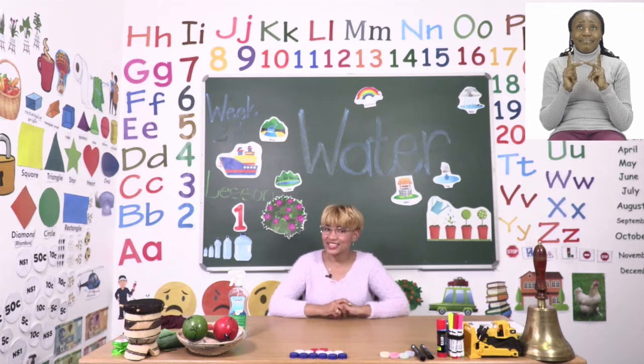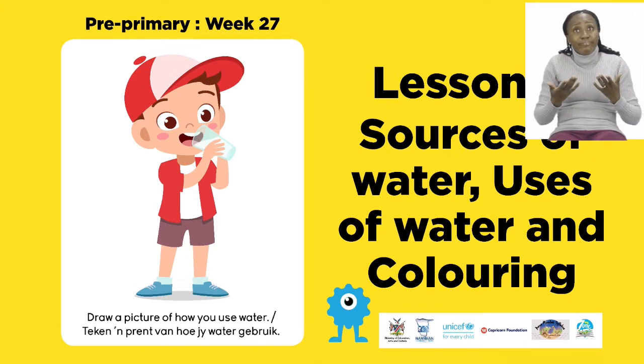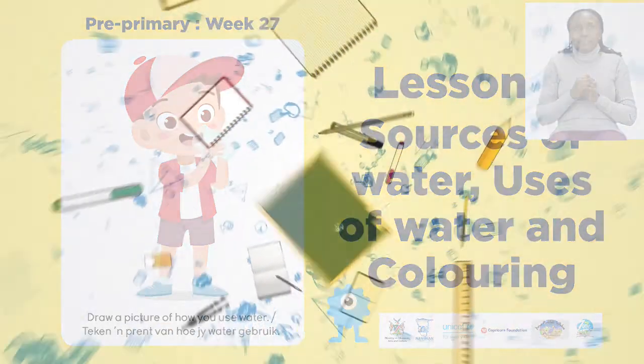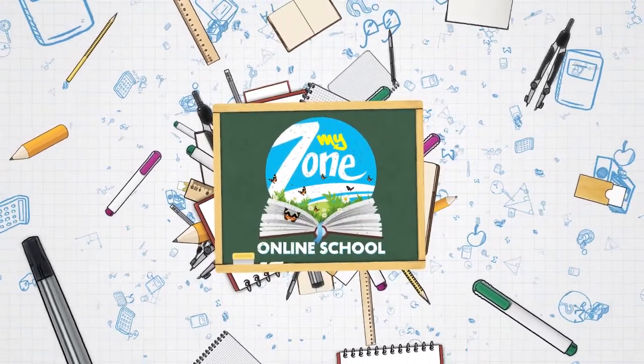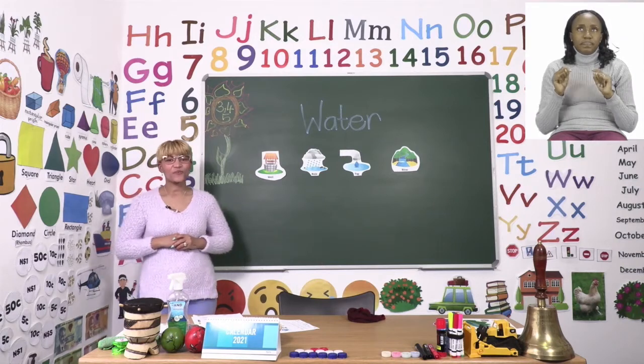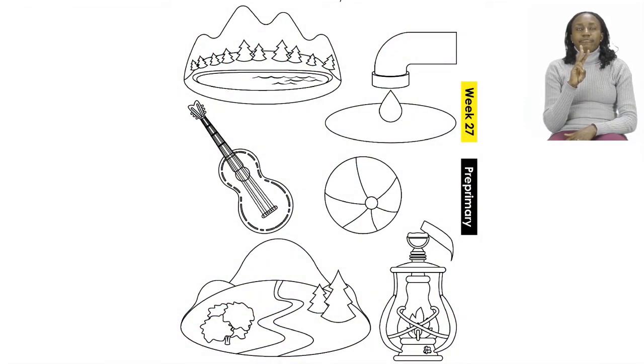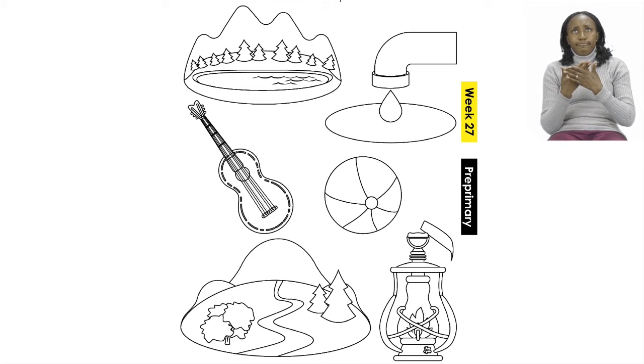Now let's quickly see what we are going to learn about today. Sources of water, uses of water, and coloring. In today's lesson, we will start on page 3. On page 3, it says we have to identify the water sources.